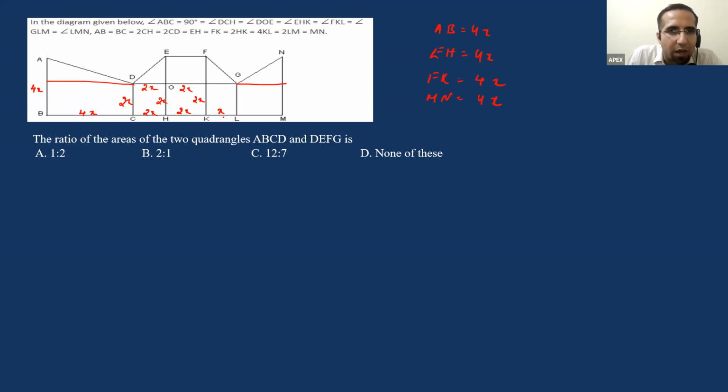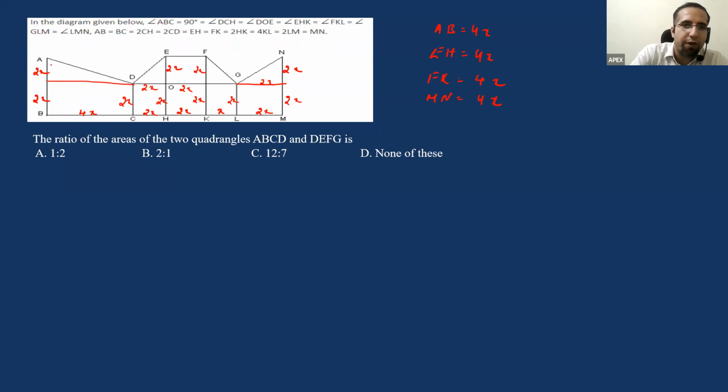Now what is GL? Do we have the value of GL? No. So if this is 2x, this will also be 2x, and if this is 2x, this is also equal to 2x. Now what is LM? LM is 2 parts. This is also equal to 2x, and this is also equal to 2x. So this part also remains 2x, this part also remains 2x, this part also remains 2x. And in this triangle also, I can write this as 2x, and this part is 2x.